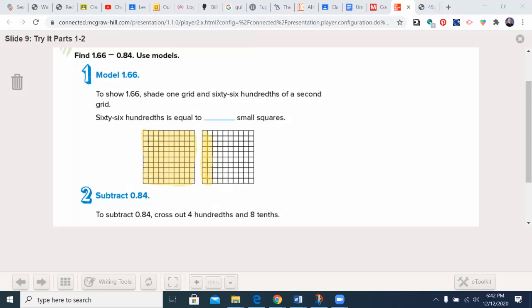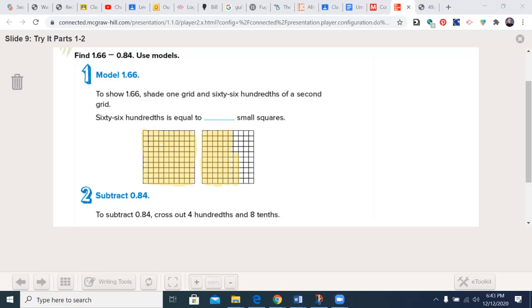1, 2, 3, and so on, until I have 6 columns. And now I need 6 squares. So this represents 1 and 66 hundredths. Here's the whole, 6 columns, 6 squares.